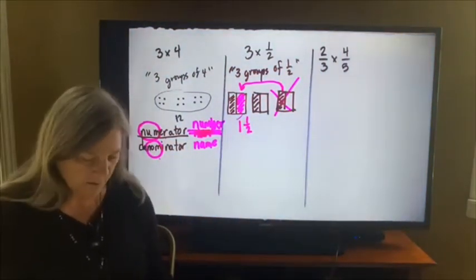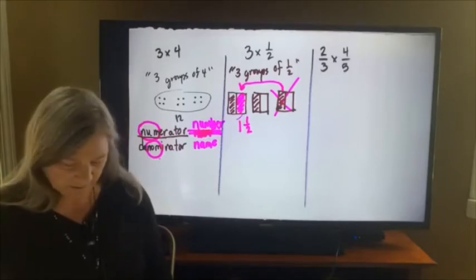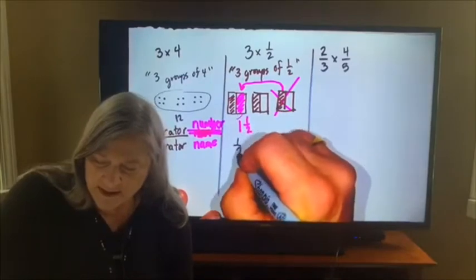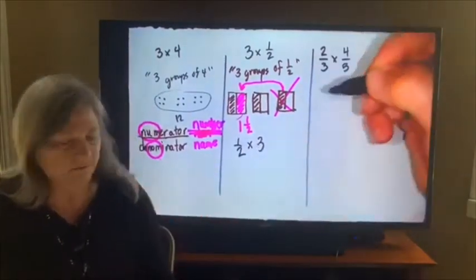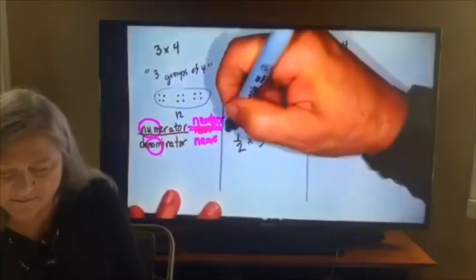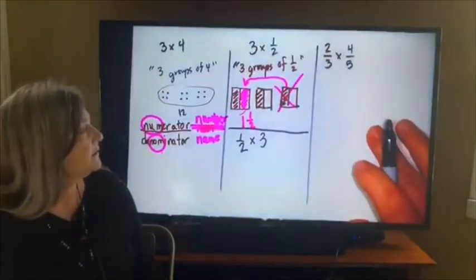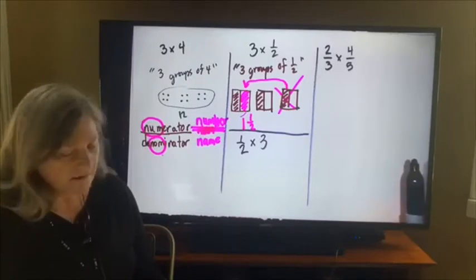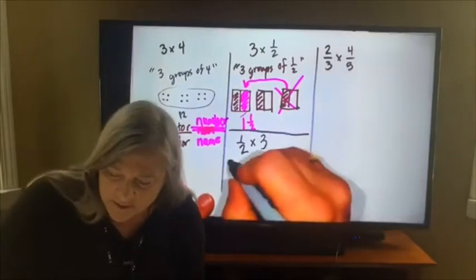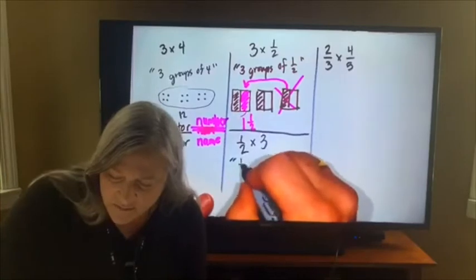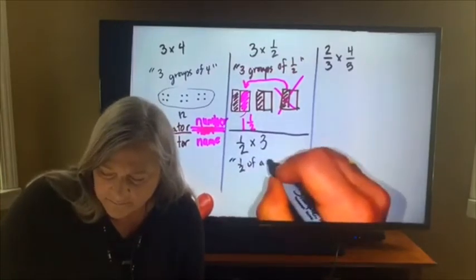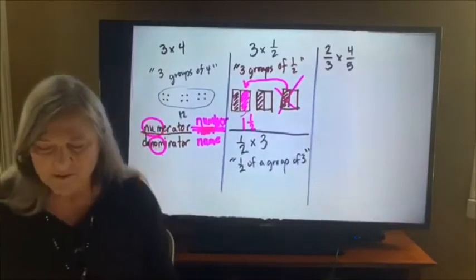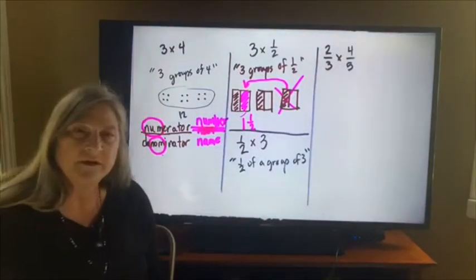Now let's just talk a little bit about what if it went the other way? What if the question was 1/2 times 3? What do you think would happen then? 1/2 times 3. Let's think about it for a second. Well, let's write the narrative just like we did before. That means 1/2 of a group of 3. So 1/2 of a group of 3.